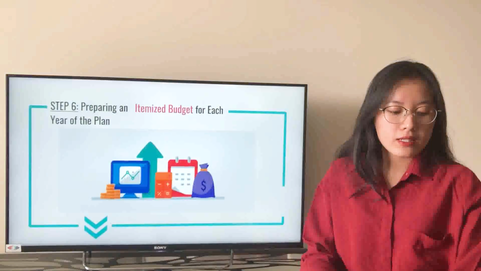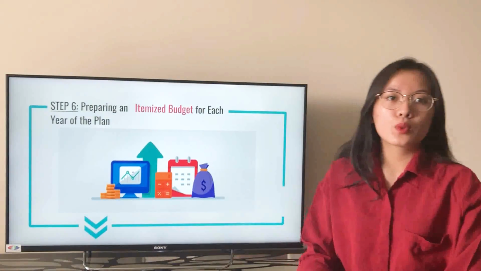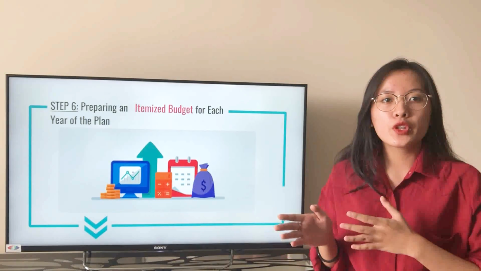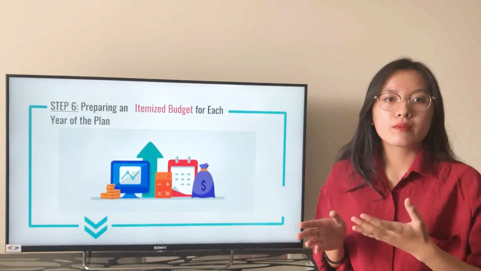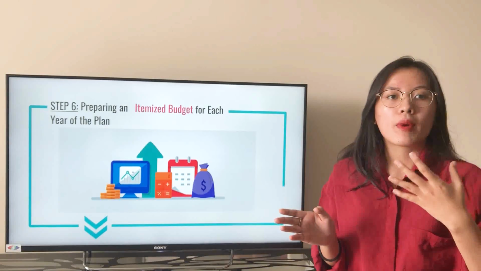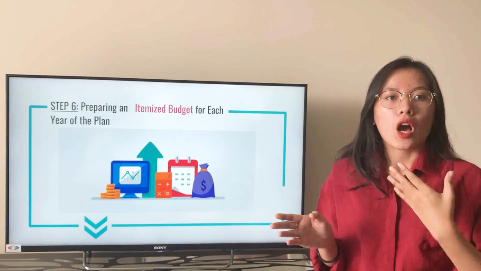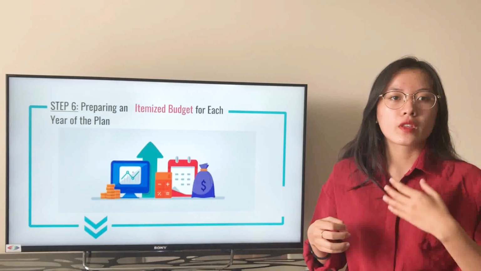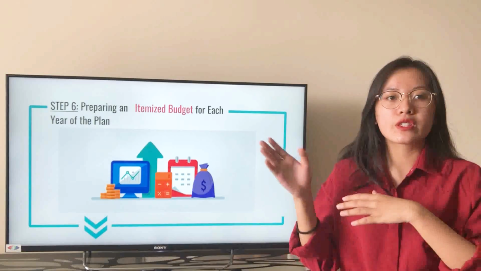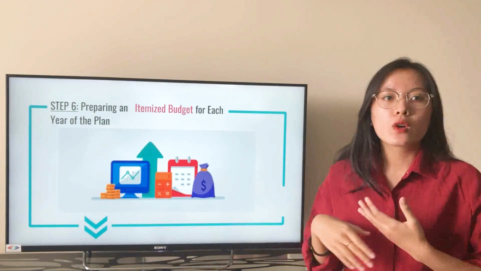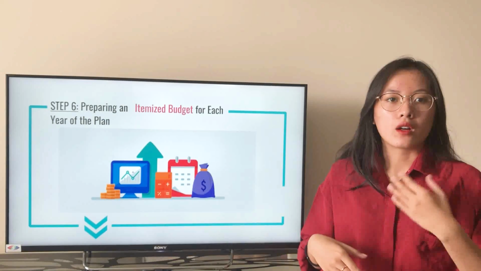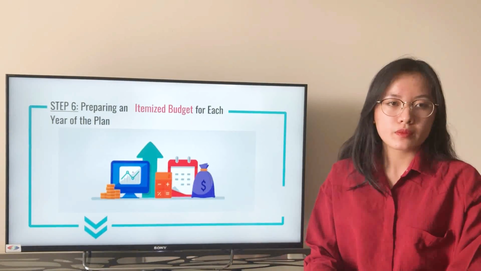And in the next step, we have to prepare an itemized budget for each year of the plan. That means you will prepare the itemized budgets for each year of the plan, determining the overall cost and areas of potential scale back. It may be hard to cost every step of the implementation, so just try to provide as close to an accurate range estimate as possible.